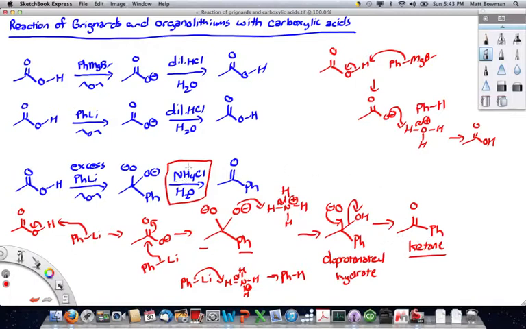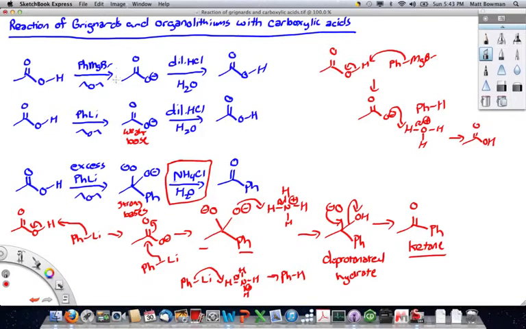Now, the choice of the acid here. The reason I use dilute HCl up here is you need a little bit stronger acid to protonate a carboxylate than you do to protonate just a typical O-, because these have a tendency to be weak bases. So you need a stronger acid to protonate these, and these are strong bases, and so you need a weaker acid. Could you use dilute HCl in both cases? Sure.